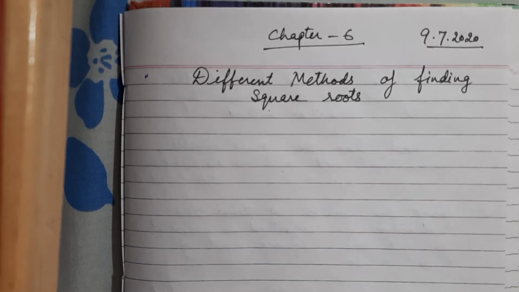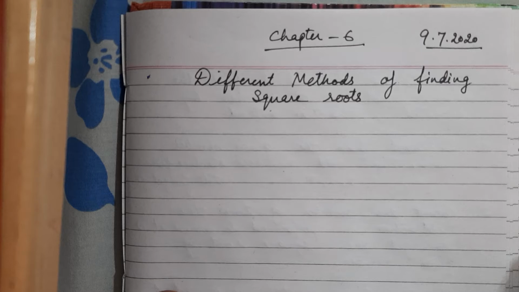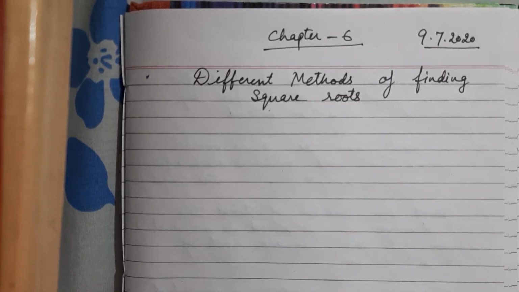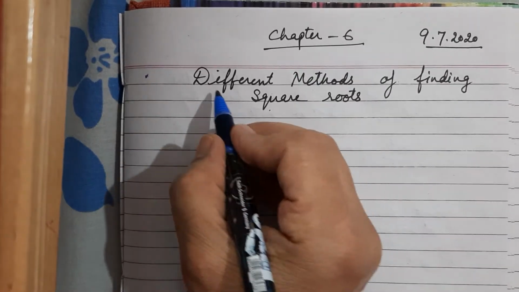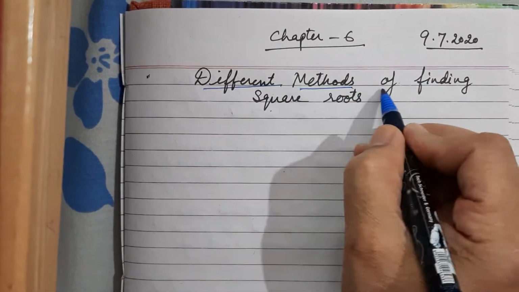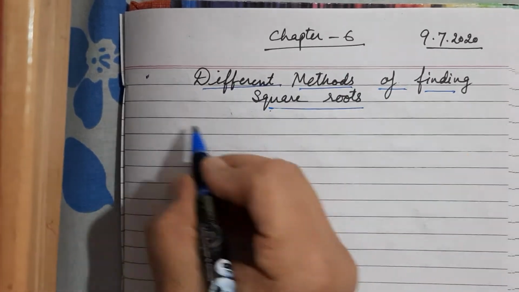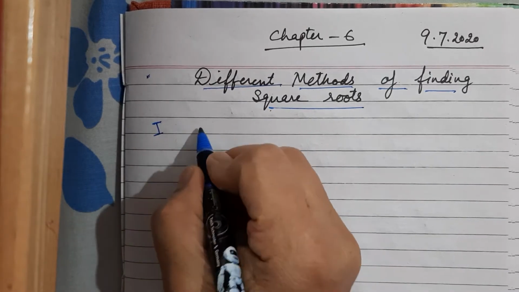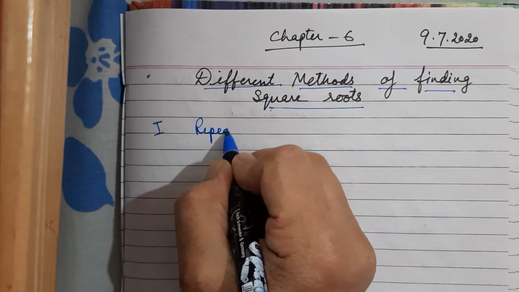Hello everyone. In continuation with chapter 6, squares and square roots, today we will discuss different methods of finding square root. So here, first we have the repeated subtraction method.